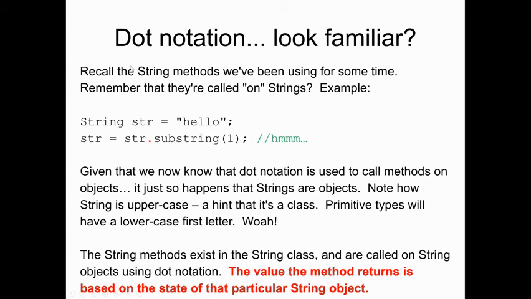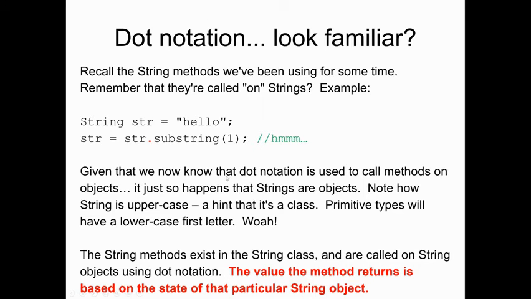The dot notation should look familiar. Recall the string methods we've been using for some time. Remember that we're calling on strings, examples. So string str equals hello, and we could say str.substring(1). So we are using the dot operator when we use the string objects.